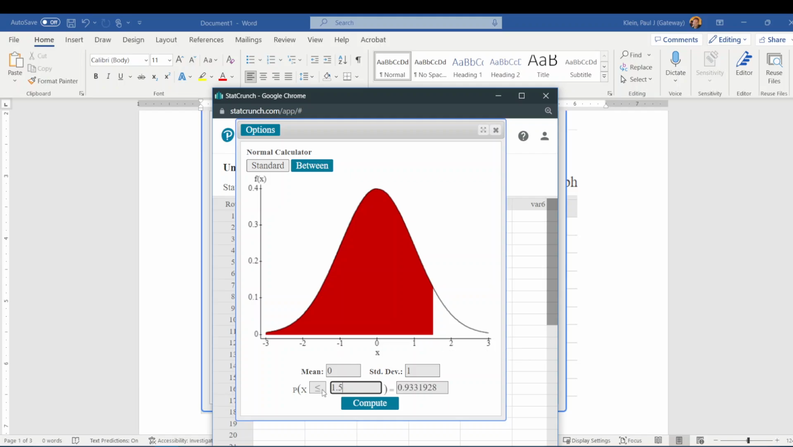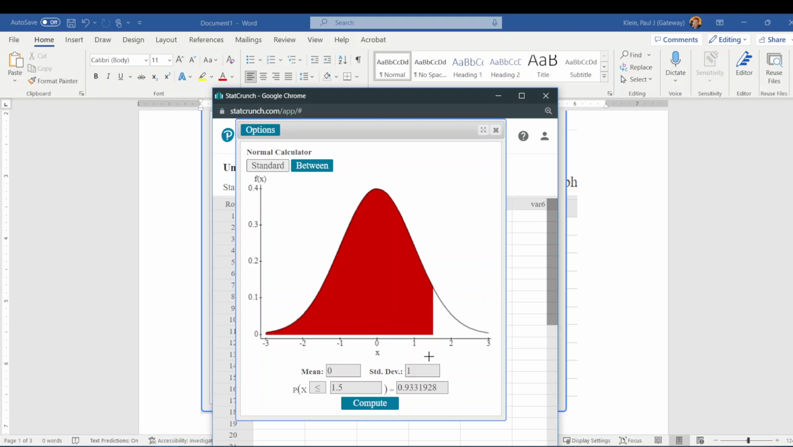So this means to the left of 1.5. This box is the boundary. And this has 3 possible meanings. It means the area of this shaded region. For a probability distribution, the area under the entire curve is 1. So the area of the shaded region, or in this case to the left of 1.5, is 0.93. That is the area.